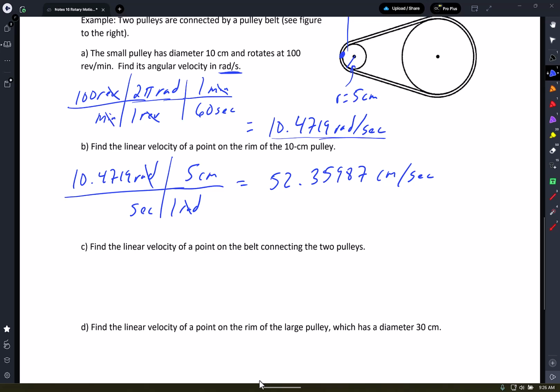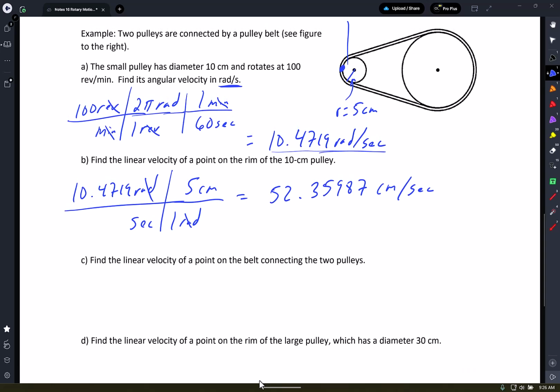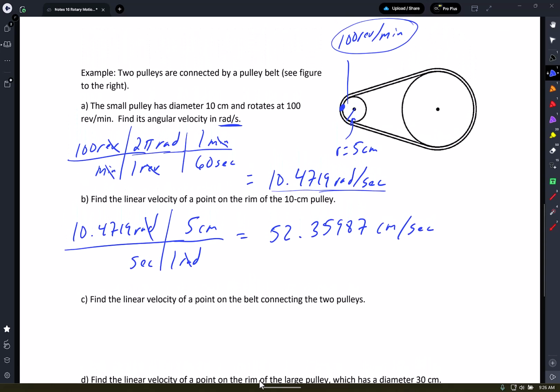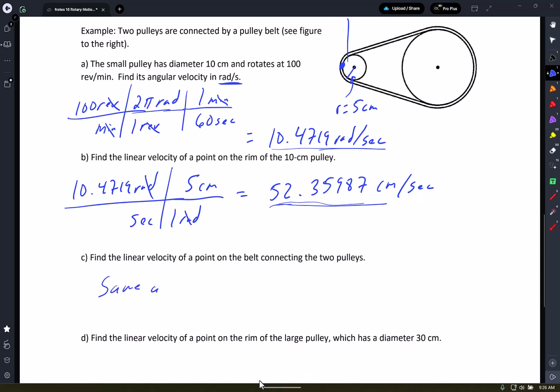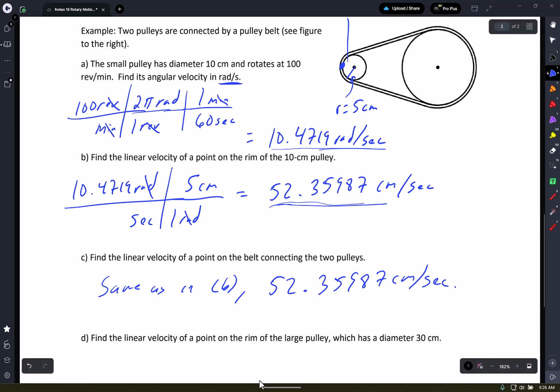Find the linear velocity of a point on the belt connecting the 2 pulleys. Well, do we already have it? Yes. This small pulley is what's driving that belt, and since that pulley is driving that belt, sorry, I can't talk today, 52.3598 centimeters per second is what's on the rim of that pulley, so that belt is going the same. So I'm going to write same as in B, comma, and then just write the number 52.35987 centimeters per second. Are we okay so far, guys?